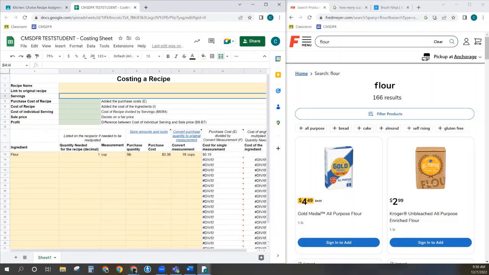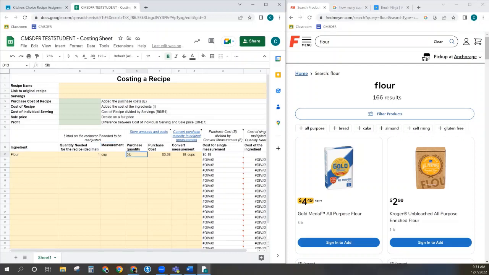All right, so let's start on the bottom part here. For the ingredient, I'm going to start off with my flour ingredient that would have been in my recipe, say if I was doing cookies. All right, I'd say my ingredient's flour. The quantity needed for the recipe is in a decimal format. So if it was like 1 1/2 cups, I'd have to put 1.5. For here, it was just 1 cup, so I'd say 1 under quantity. Cup was the measurement that I was using, so cup is under measurement.